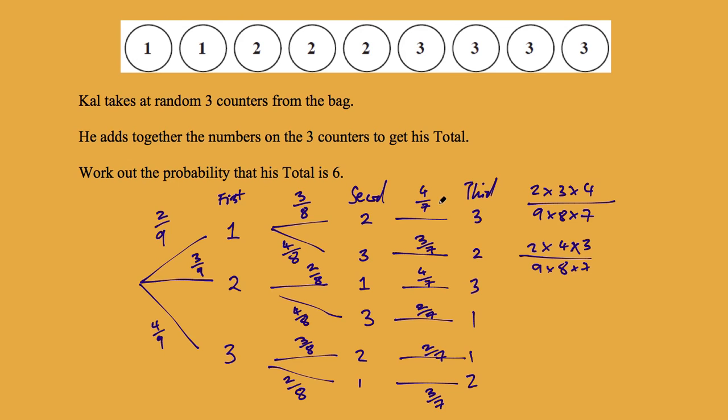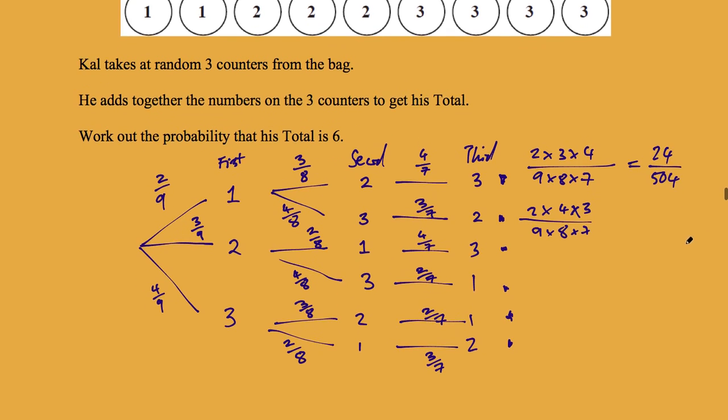It's going to happen 6 times. There are 6 possible outcomes or orders of outcomes that work. 1, 2, 3, 4, 5, 6. So I'm going to do this and add the answer together 6 times. So 2 times 3 times 4, 24 over 504.